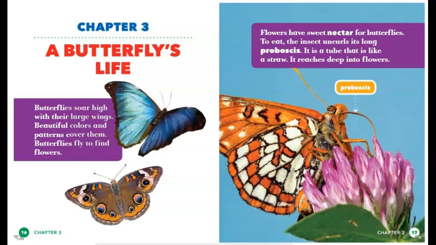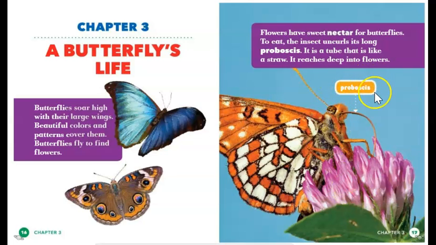Let's go ahead and begin reading this chapter, A Butterfly's Life. Butterflies soar high with their large wings. Beautiful colors and patterns cover them. Butterflies fly to find flowers. Flowers have sweet nectar for butterflies. To eat, the insect uncurls its long proboscis. It is a tube that is like a straw. It reaches deep into flowers.